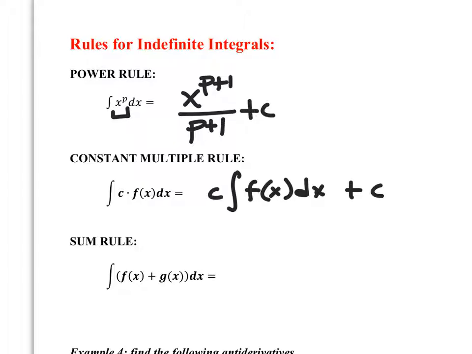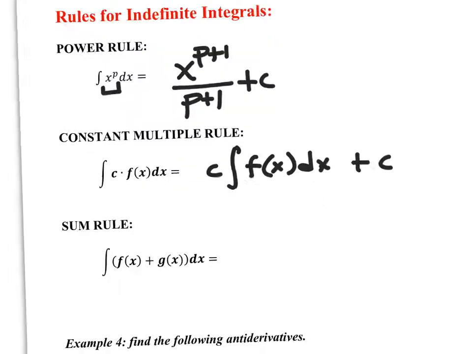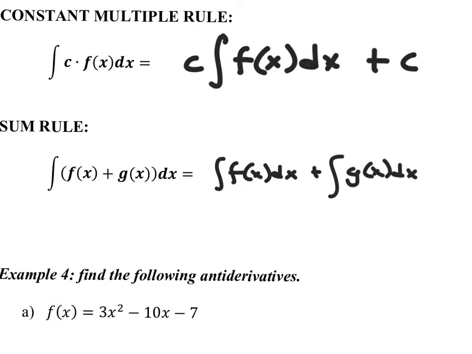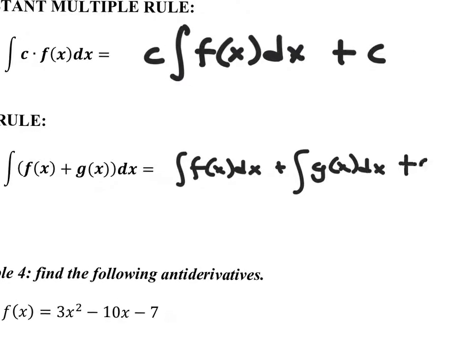All right, the sum rule: again, if you've got two complicated functions, you can just split them up and use the sum rule. So you could take the antiderivative of f of x with respect to x and the antiderivative of g of x with respect to x. And don't forget your constant on the end when you're done.